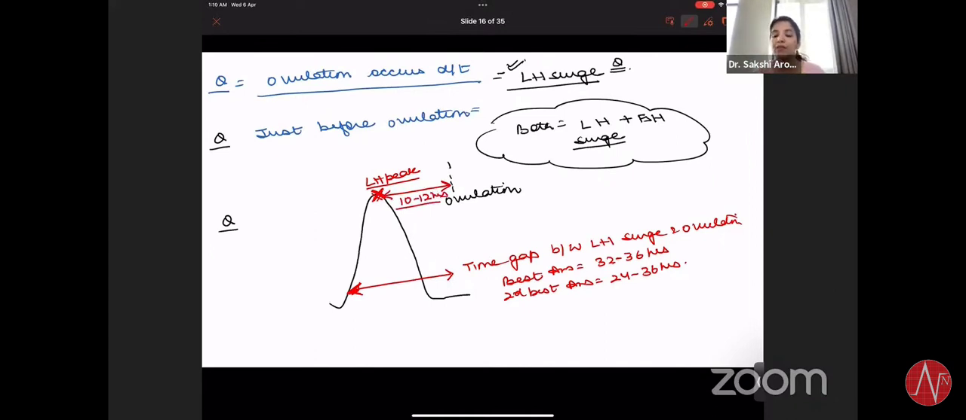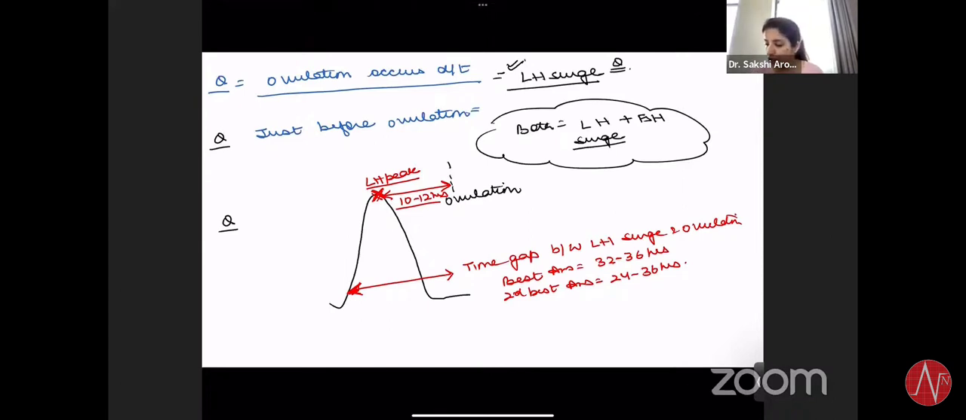Both these are very, very important questions, and both of them have very different answers. So read your question very carefully. LH surge and ovulation के बीच में टाइम गैप पूछ रहे हैं या LH peak and ovulation के बीच में टाइम गैप पूछ रहे हैं? Clear? So go back to your flow chart.